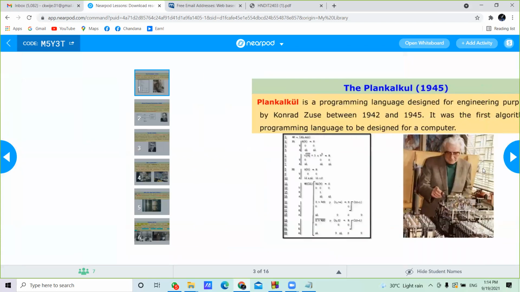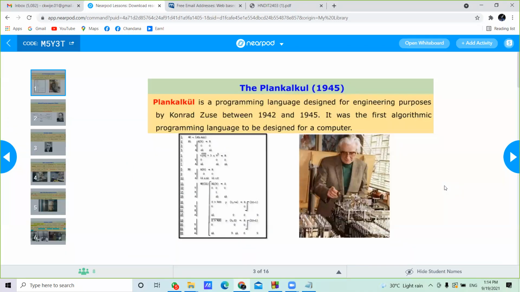Right, look at the slide here. This explains the first algorithmic programming language, Plankalkül, from 1945. It was invented by the engineer Konrad Zuse, between 1942 and 1945. This is considered the first algorithmic programming language in computing.